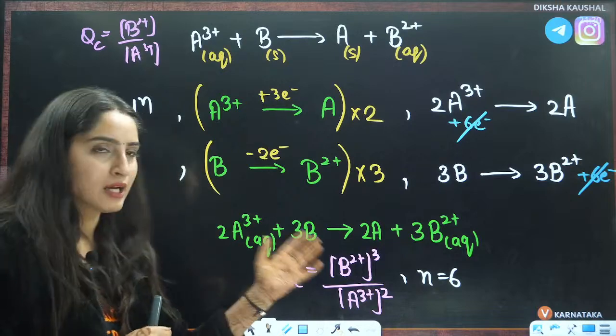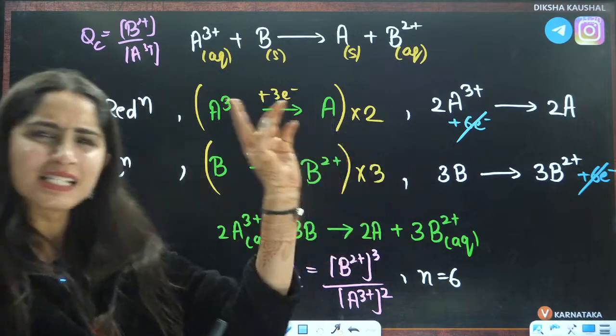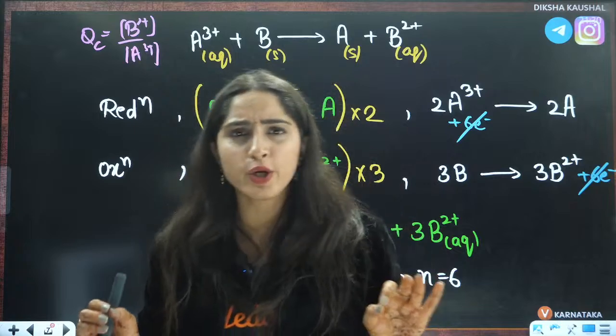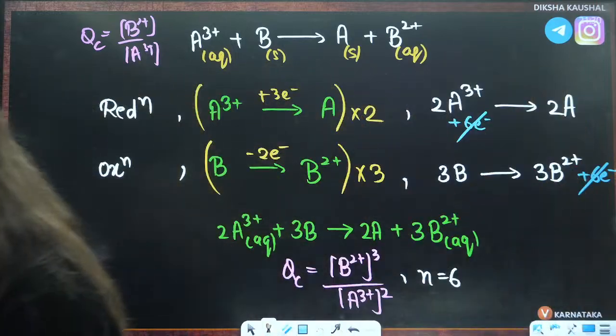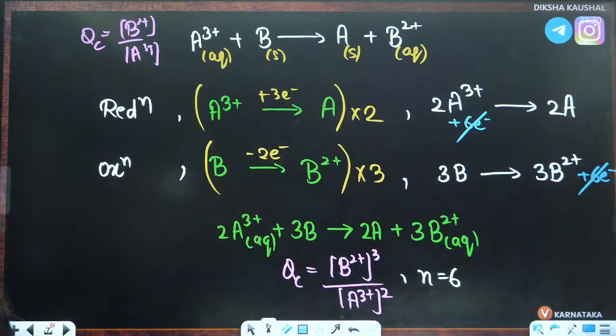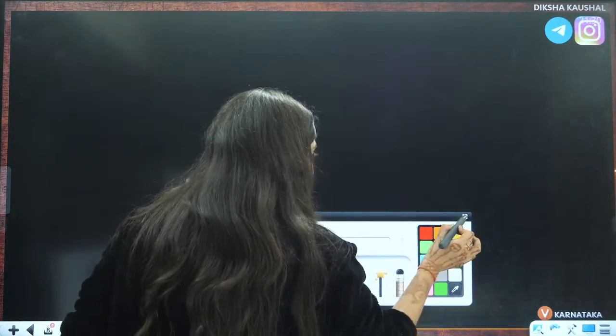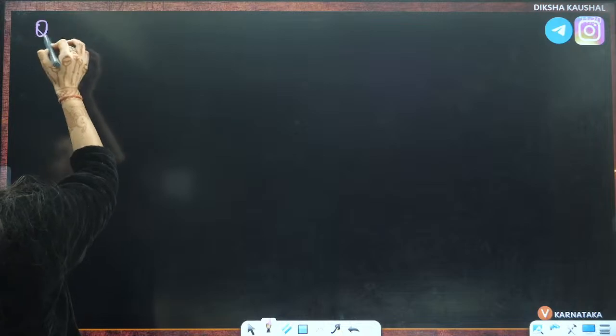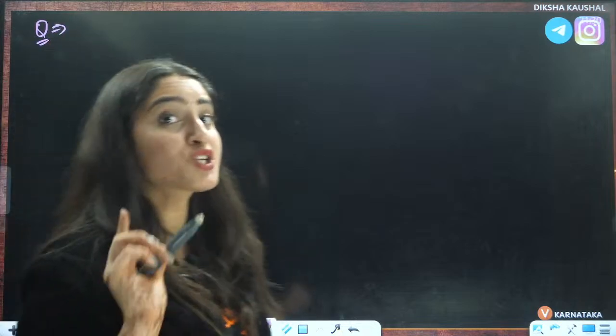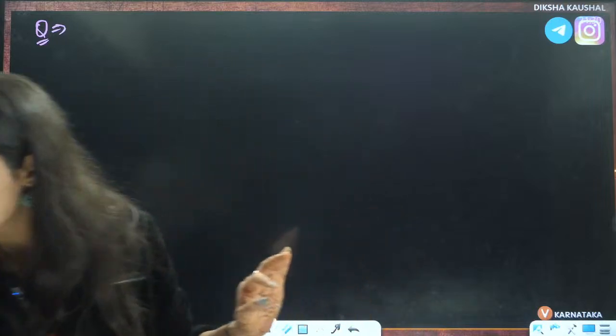Now, we have done QC and we have done this. Now, let us see one numerical. Are you all ready for one numerical? Everybody in the chat box, ready for one numerical? Okay, let us do one numerical based on this. Now I am writing one numerical on the board, so take out your notebooks and pen and try to solve this along with me.